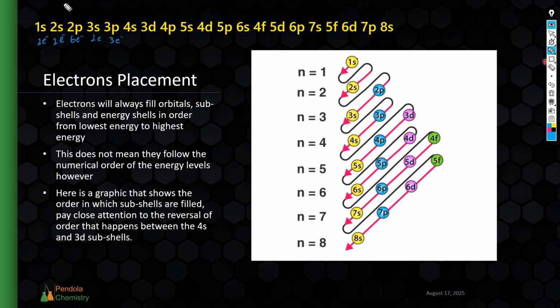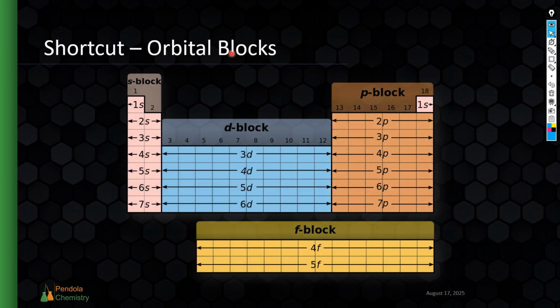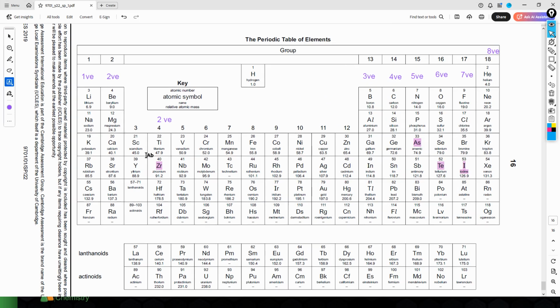But we'll talk more about this once we get to electron configuration. Now, there is a shortcut that you can use in order to memorize this that includes the periodic table. So this is actually the periodic table.